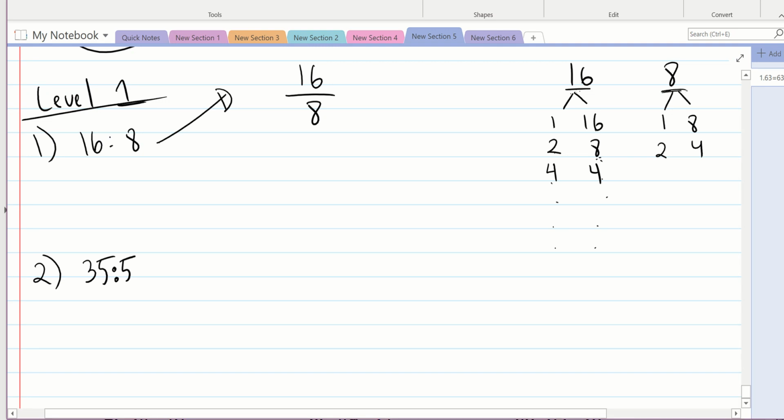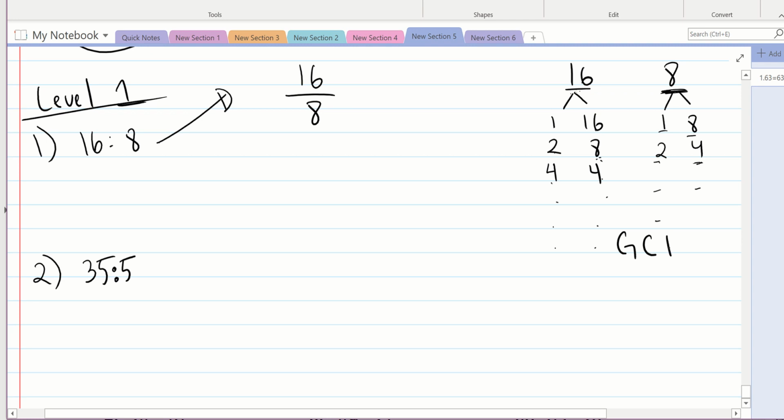Same thing with 8, right? 8 divided by 1 gives us 8. 8 divided by 2 gives us 4. 8 divided by 3 doesn't give us anything, right? 8 divided by 4 gives us back here, right? 4 and 2. So those are the only factors we have, for 16 and 8.